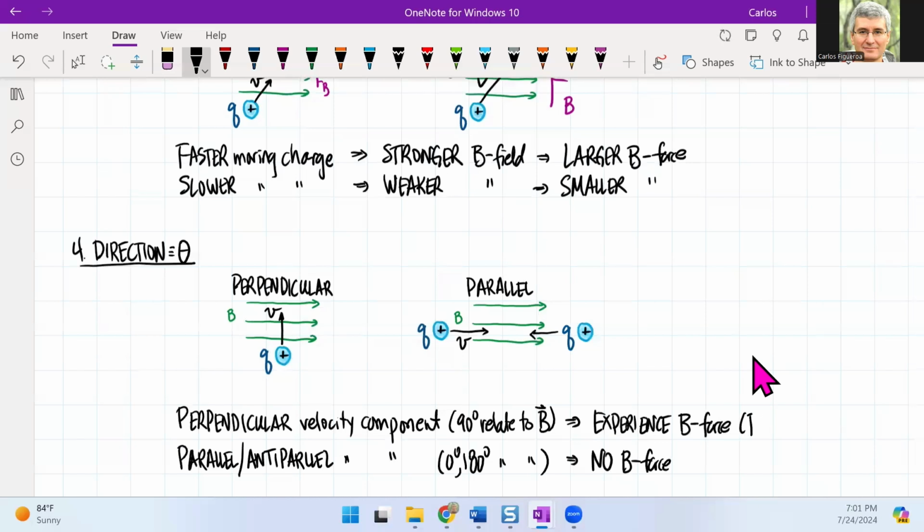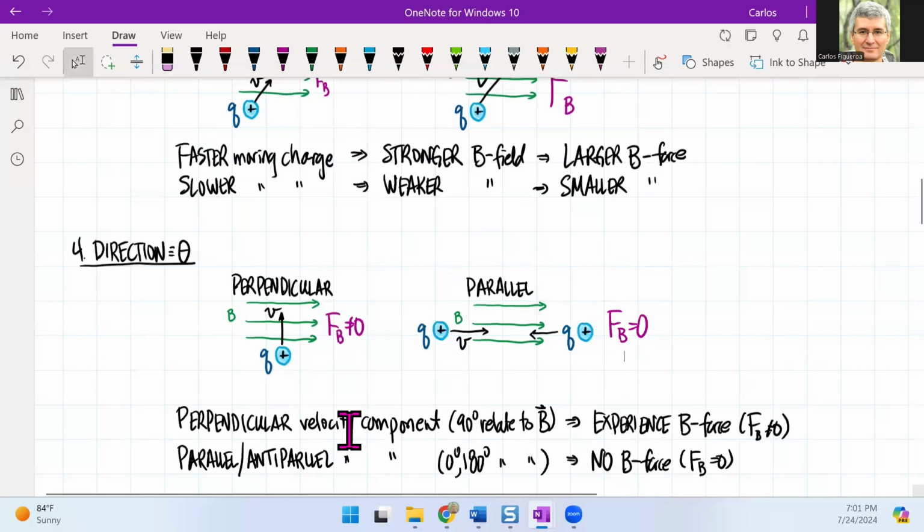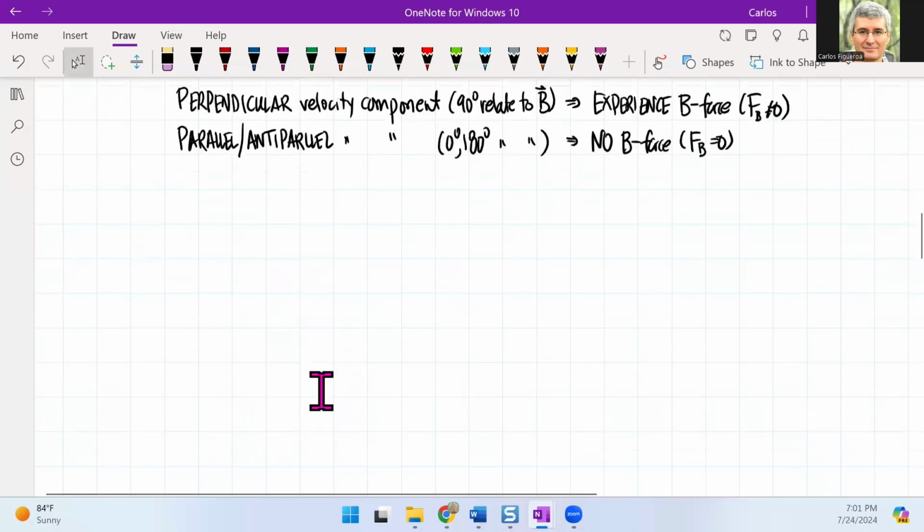In other words, the magnetic force here is not equal to 0. The magnetic force here is equal to 0. So in this situation, we literally have a magnetic force that's not 0, and here we have a magnetic force of 0. And that's by definition the cross product that actually gives you that. Now we've gone over the four things, and so now we can talk about the definition of the cross product.